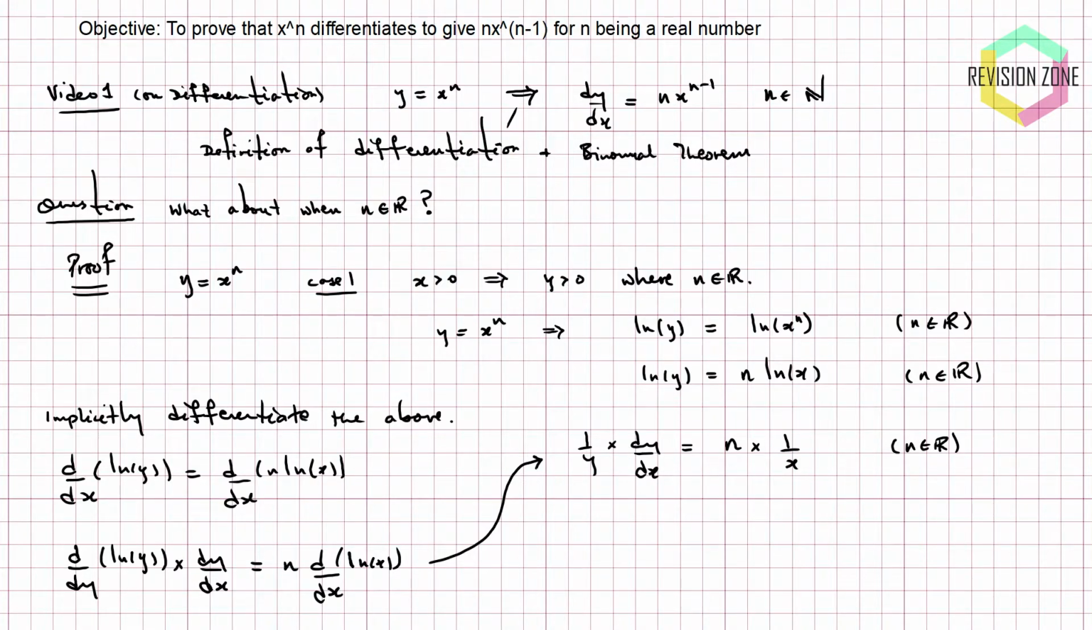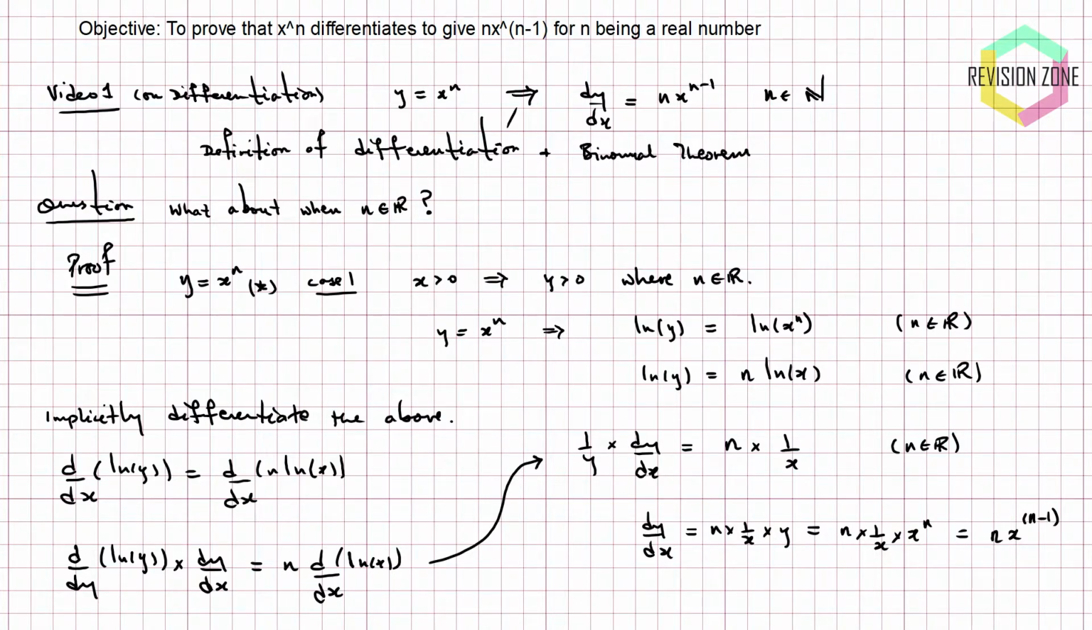So at this stage, we rearrange this and say dy by dx is n times 1 over x times y. But we actually know what y is, since we started out with our definition for y. So we can come back and say it's going to be n times 1 over x times x to the n. Indeed, by applying rules of indices, we can say it's just going to be n times x to the n minus 1.